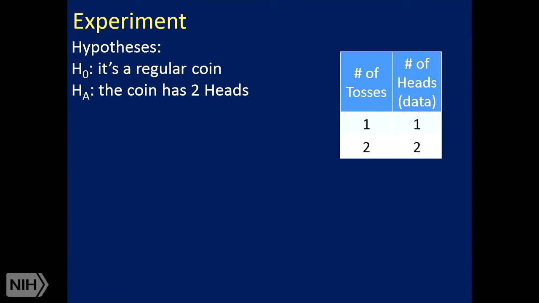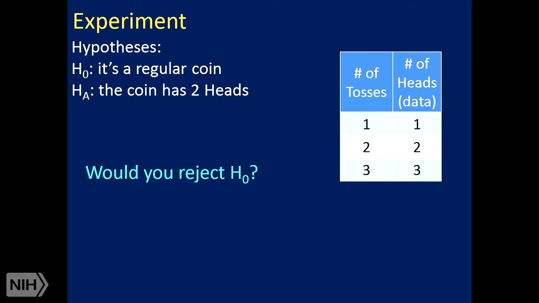Okay. So now I'm tossing it twice, and we get 2 heads. Are you ready now to say, I am ready to conclude that we have the two-headed coin? You, Paul, are tossing the two-headed coin. No? I see a lot of heads says no. Okay. So you're not ready to reject H0. What about 3? 3 tosses, 3 heads. No?